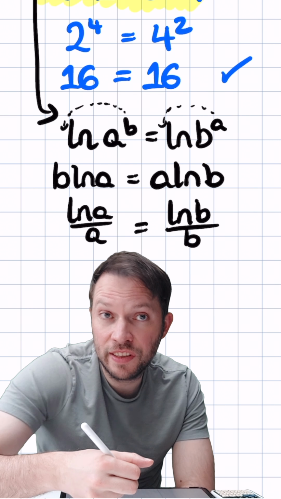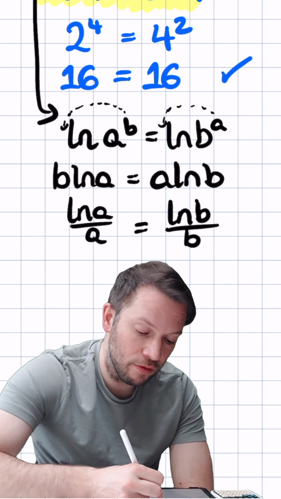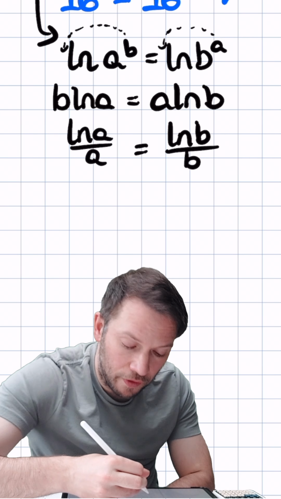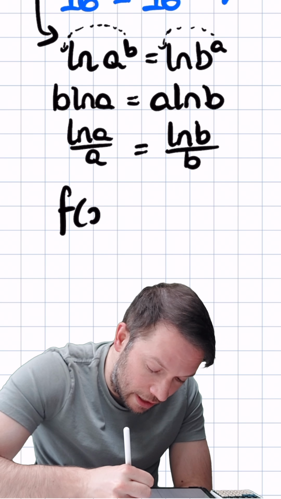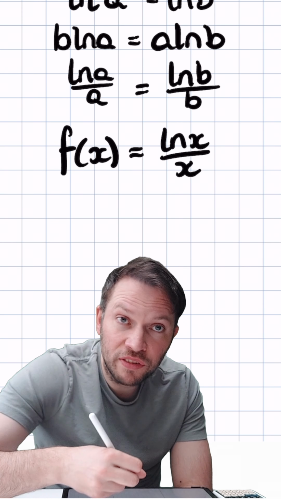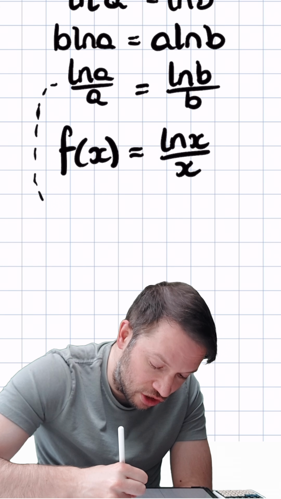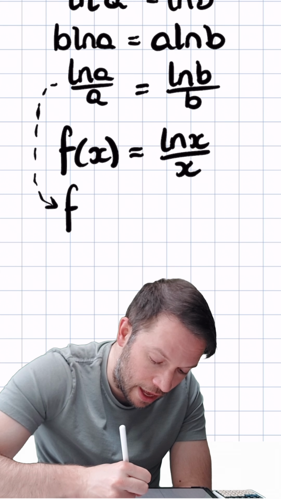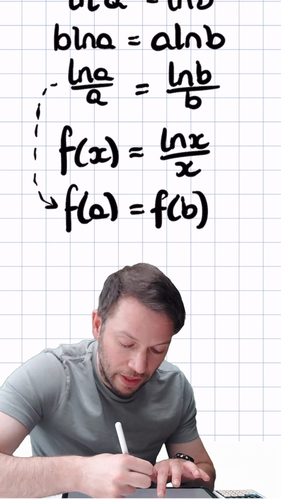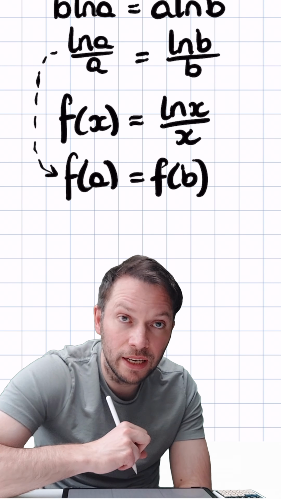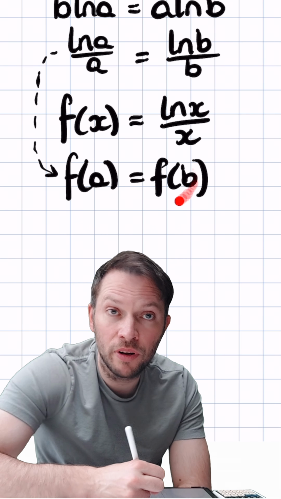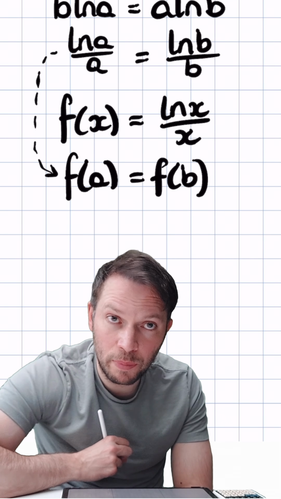Now, can you see we have the same expression on the left-hand side and the right-hand side, except that instead of a here, we've got b here. So let's define a function, f of x is equal to ln of x over x, because that means that this equation could be written as f of a is equal to f of b. So that's basically saying that for two different values, a and b, the output f of a and the output f of b is the same for both of those values.